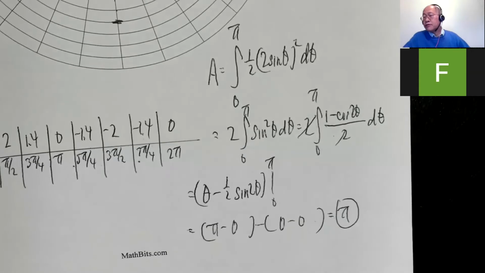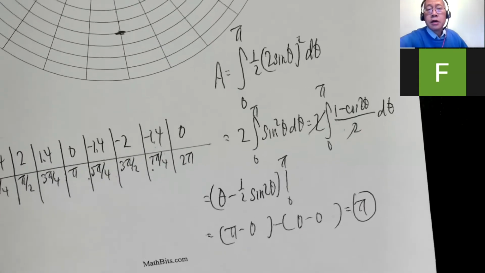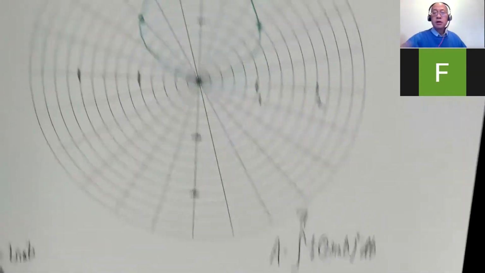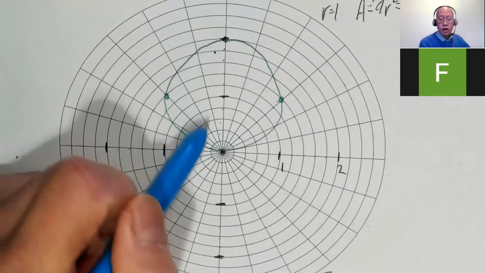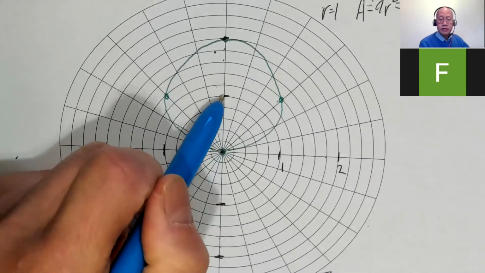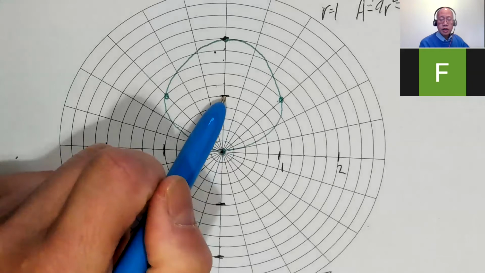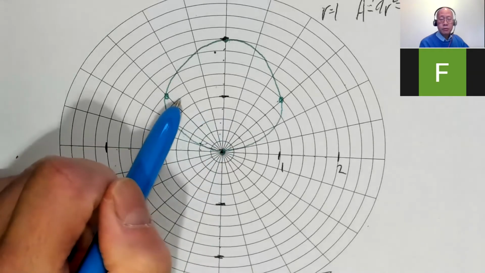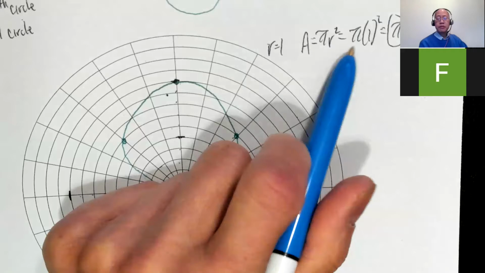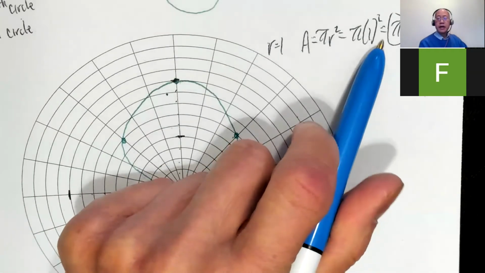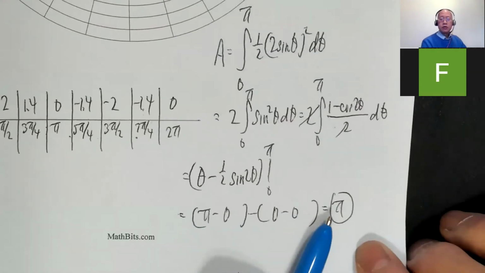All right, and a little bit of double checking here. We know that this is a circle. So this circle has a radius of 1. The center is not at the origin. The center is here, 1 unit up. Okay, and we know the formula for the area of a circle is pi r squared. So the area is pi times 1 squared, which is pi. And that confirms what we have over here.